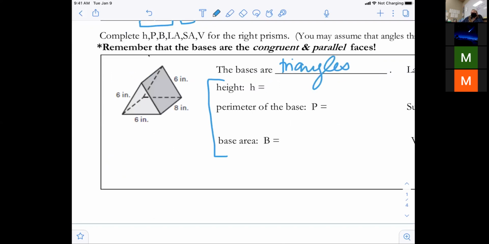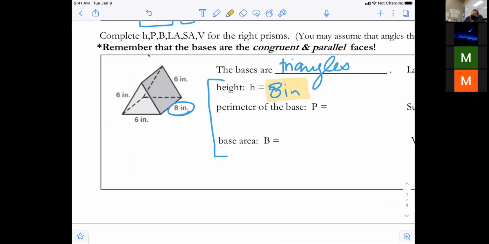What's the height of this prism? 8. Good. It's the distance between the triangles. It's not always a vertical height. It's just the distance between the bases. So 8 inches. I'm going to highlight that yellow because I'm going to need that later.